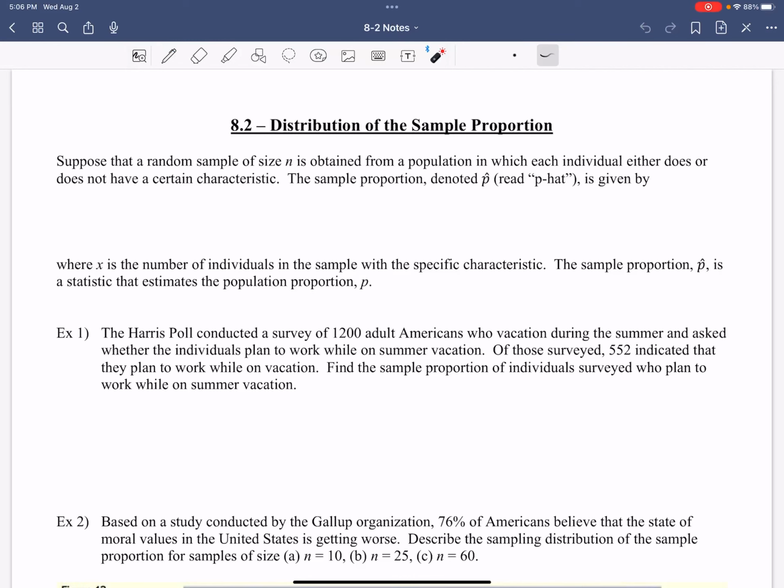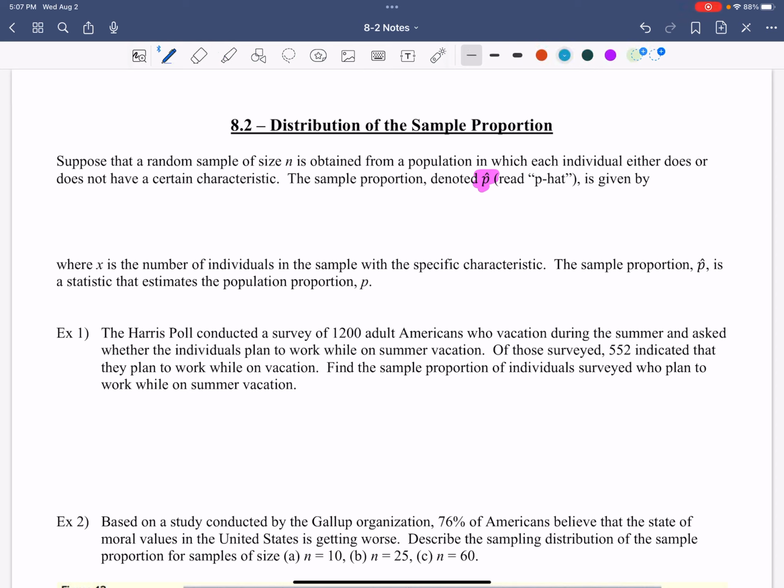All right, in 8.1, we talked about mean. Now in 8.2, we're talking about proportion. Suppose that a random sample of size n, so it's still a sample, is obtained from a population in which each individual either does or does not have a certain characteristic. The sample proportion, denoted by p hat. Stats is a lot about the symbols, and so that's our symbol for proportion, this p hat.